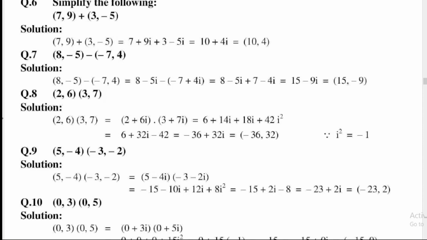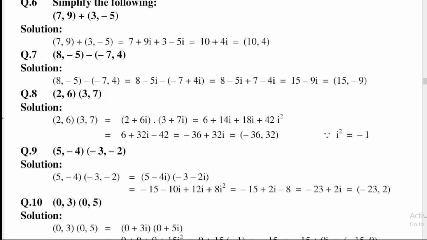Question number 7, that is (8, -5) minus (-7, 4). So multiplying the minus sign, that is 8 - 5i - (-7 + 4i). So 8 - 5i, minus multiplying plus, minus 4i. So 8 + 7 is equal to 15, and -5 - 4 is -9i. So 15 - 9i is equal to (15, -9).